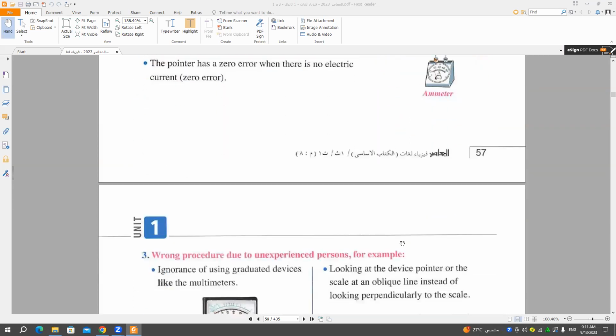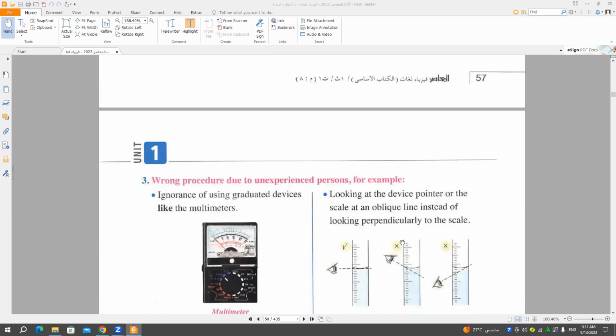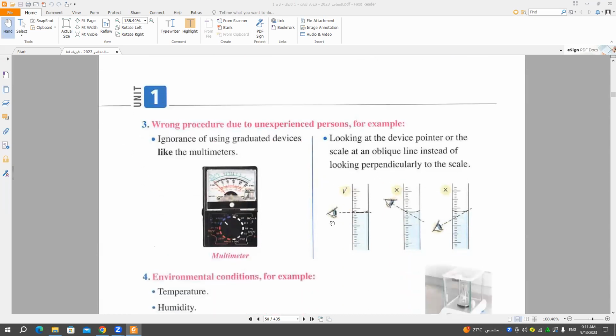Number 3, wrong procedure or due to an inexperienced person. Ignorance of using a graduated device like multimeters, or using the slider to measure the volume and using it in a wrong procedure, wrong steps. This position is false and this is false. The real position must be in the same plane, perpendicular to the level of the liquid.